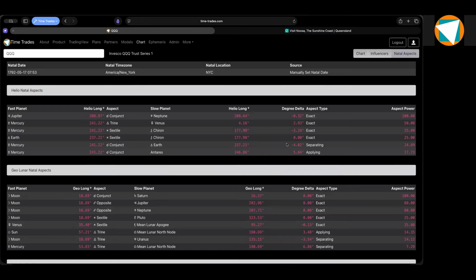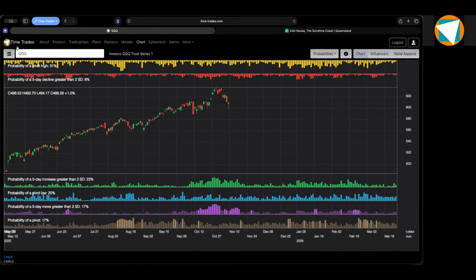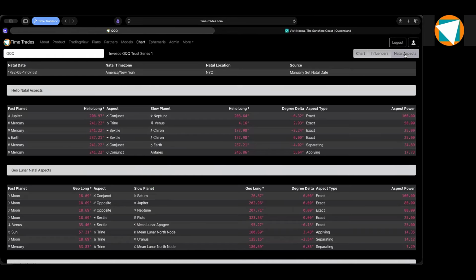By that, I mean go to this page here. When you first go to the chart page, this is QQQ, hit the Natal Aspects tab over here on the right, and that'll bring you to this tab. This is the key to everything else in our process. The information here is very critical to setting up your chart correctly.